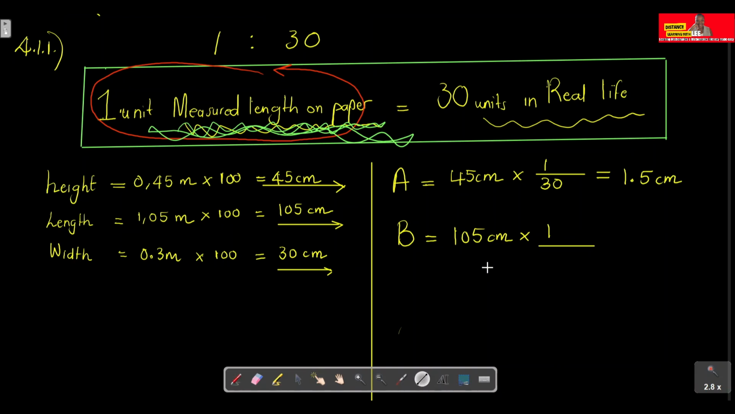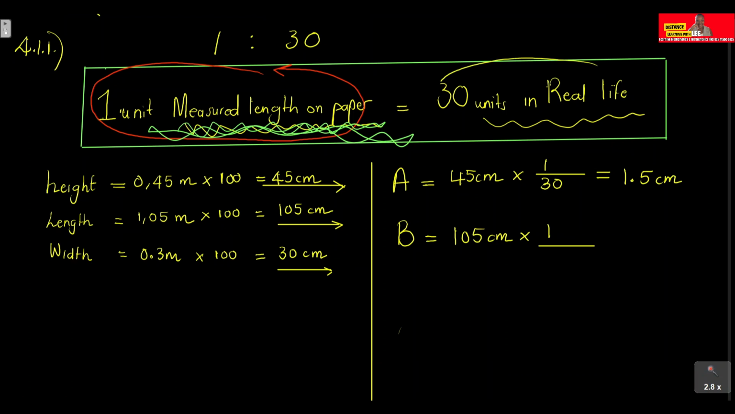What does this 105 centimeters represent? It represents the units in real life. So here we are just going to divide by what we have, which is 30. If you take 105 multiplied by 1 over 30, you'll get that the length of this fish tank on a piece of paper should be 3.5 centimeters. Jonah needs to measure 3.5 centimeters on his paper when he's drawing the length of our fish tank.